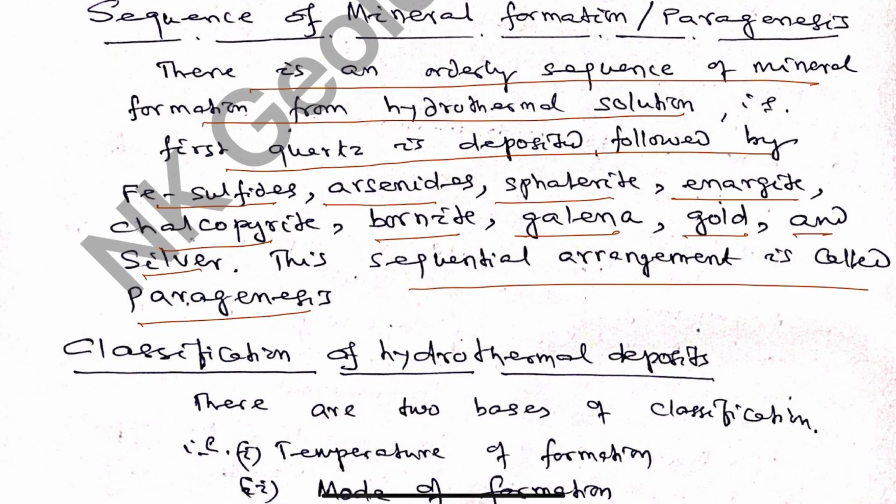In a normal condition, the hydrothermal fluid gives rise to these types of deposits, so they form the mineral paragenesis from hydrothermal fluid.